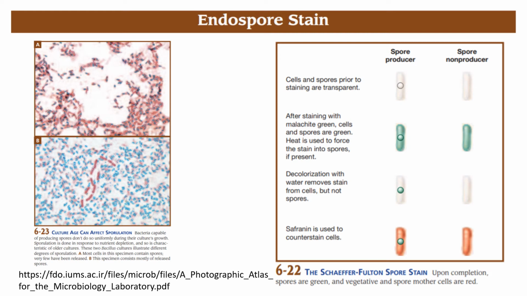Okay. So another example of differential staining, we have endospore staining. Endospore stain is a differential stain, of course, used to detect the presence and location of spores in bacterial cells. So take note, only a few bacterial species are able to produce endospores. And among them, we have, of course, Bacillus and Clostridium.